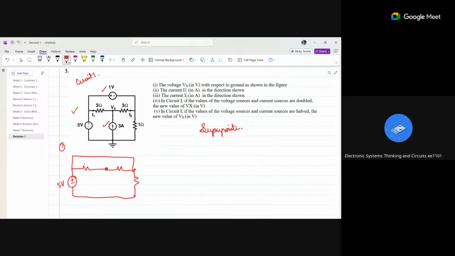So here I have 3 ohm and 3 ohm only, the 5 volt energized, and connected in series. Yeah, but ma'am, it is short circuited due to 1 volt. Yes. So the current here will be 0. Then my next circuit will be like this.